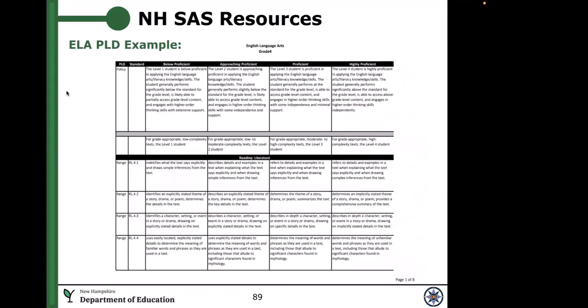Here's an ELA example for grade 4. Again, your standards are on the left and your proficiencies, and what they're doing at each proficiency level, is across here. We've put these in the materials. They're already uploaded so that when you get the access to the Google Drive tomorrow, you'll be able to download all of these if you would like.